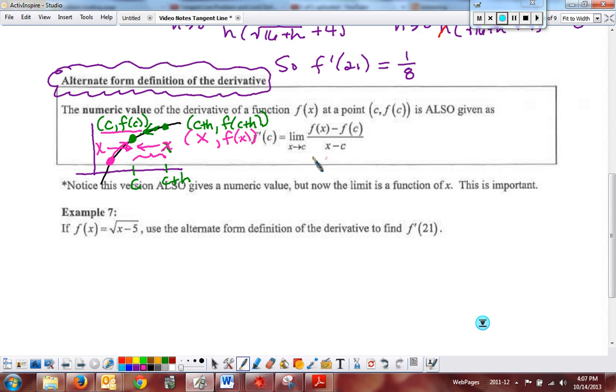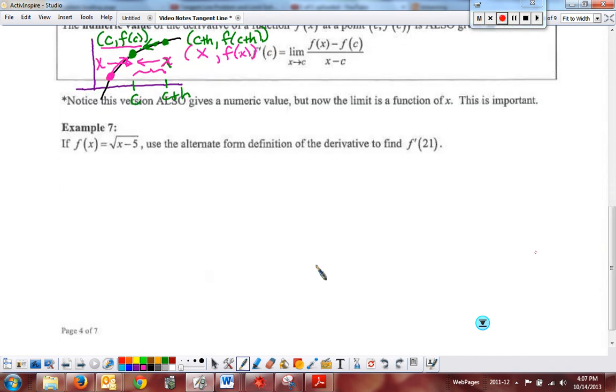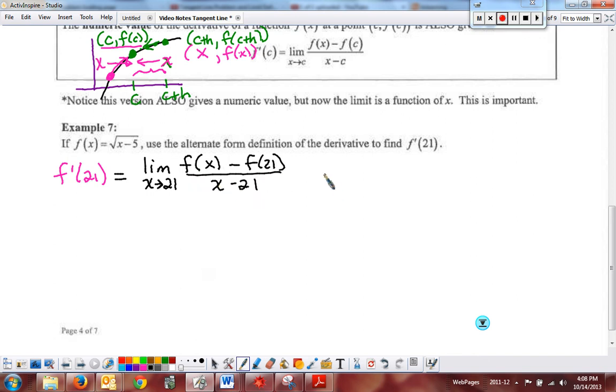All right, so we're just going to practice here for the first time using this definition now that we have it. So we're going to find f prime of 21, which we already found above, by using this definition, just to show you the differences. So we would do the limit as x approaches 21, because that's the c value I'm interested in. I'm going to do f of x minus f of 21 all over x minus 21. So the limit as x goes to 21 of the square root of x minus 5 minus f of 21, which was 4, all over x minus 21.